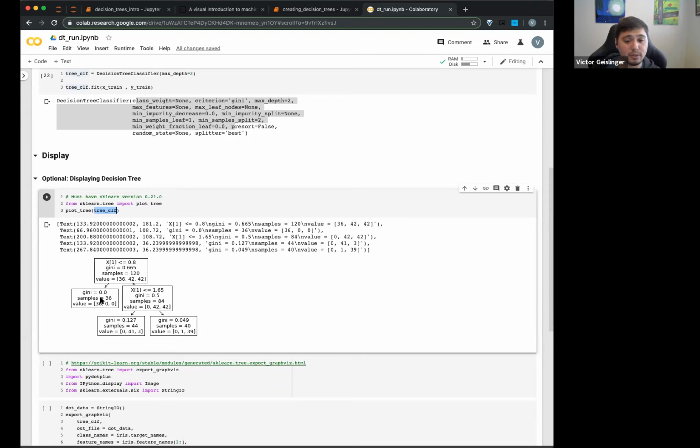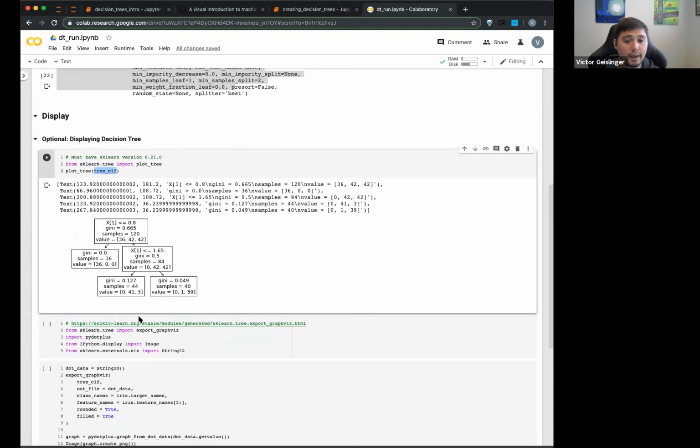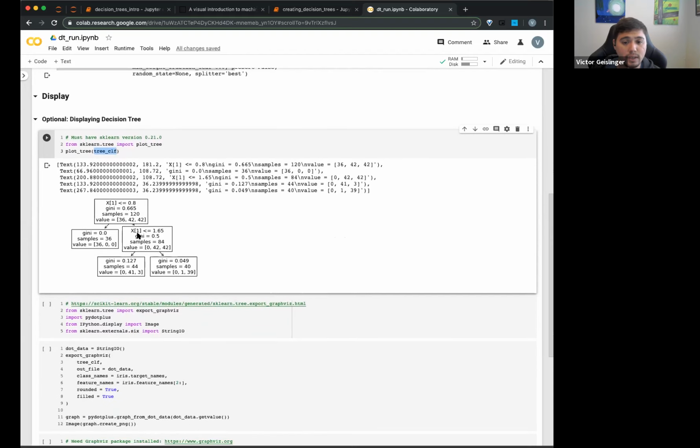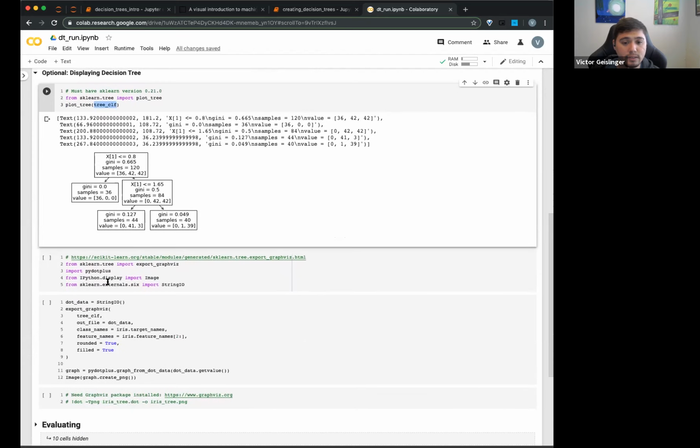For example, the samples equal 36. So there's 36 in here, and there's 84 in here, there's 44 in here, and 40 in here. Note also, because I put max depth equals 2, it stops at that second one. So we have our first split, and then our second split, and then it stops right here. So this depth is 2. Okay, cool. Moving on back then to this one.